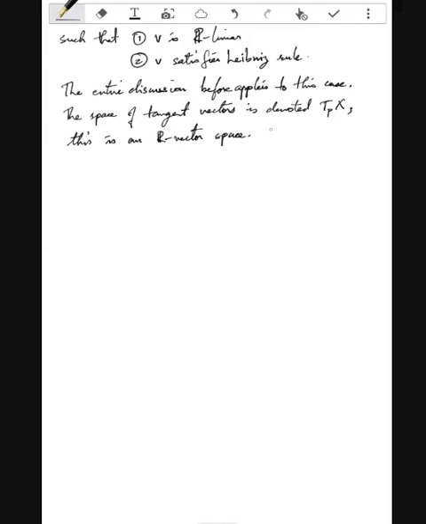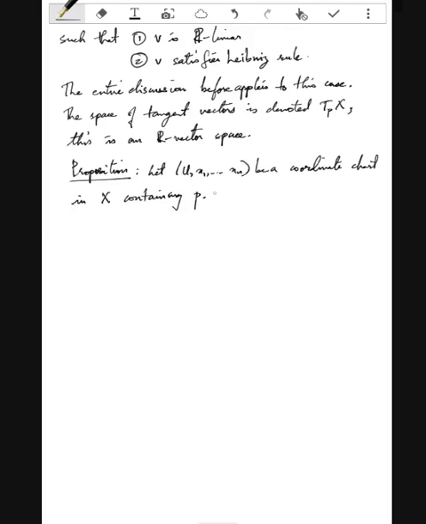And we have the following proposition. Let U, x1 to xn be a coordinate chart in X containing P. The space T_P X has as basis the set d by dxi at P, i equal to 1, 2 to n. Okay.